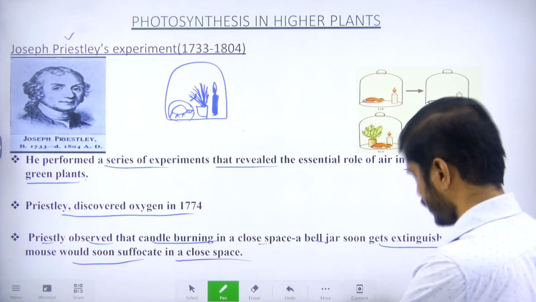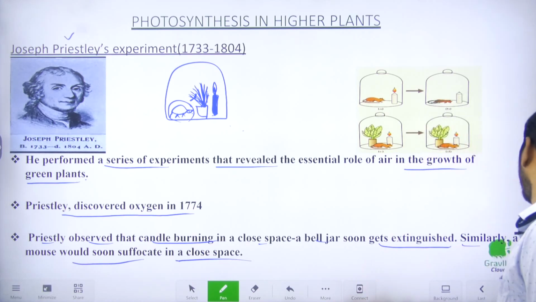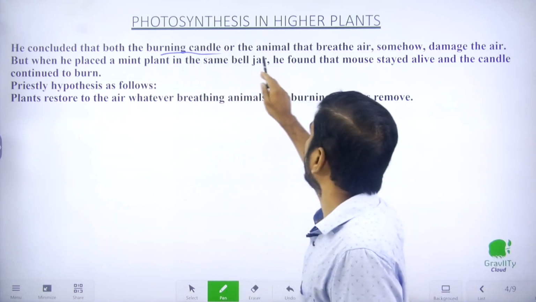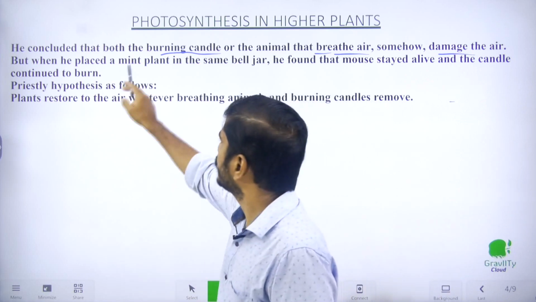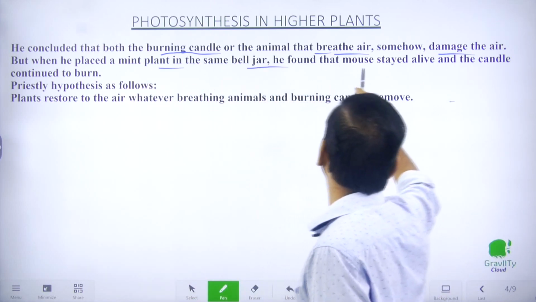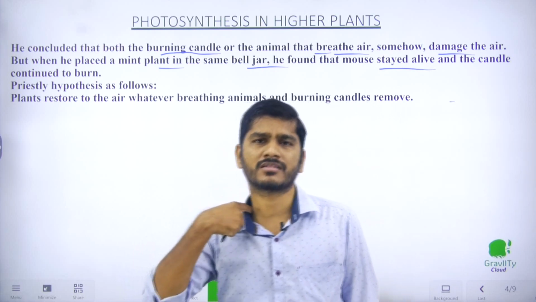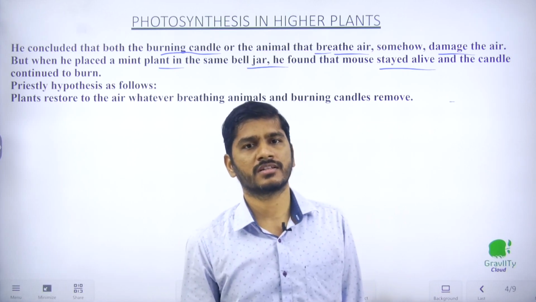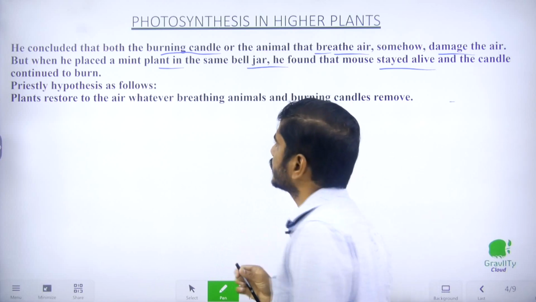So as this is the condition, how did he find it? He concluded that both a burning candle and an animal that breathes air somehow damage the air, but when he placed a mint plant in the same bell jar, he found that the mouse stayed alive and the candle continued to burn. Why? Because the plant is supplying oxygen. Why is it supplying oxygen? Because photosynthesis is taking place in it. Continuously oxygen is released and that oxygen is used by both the candle and the mouse, right?